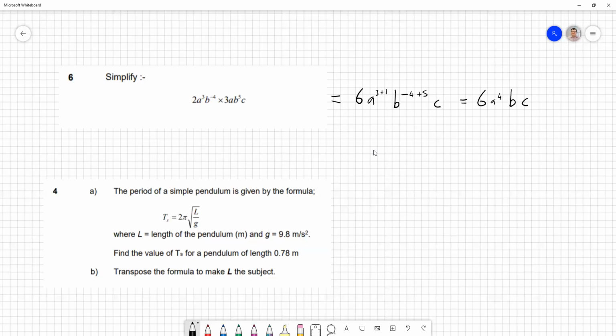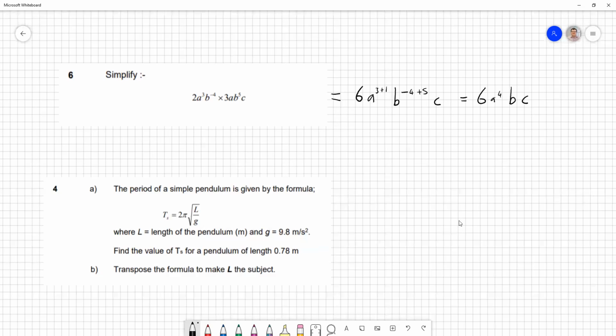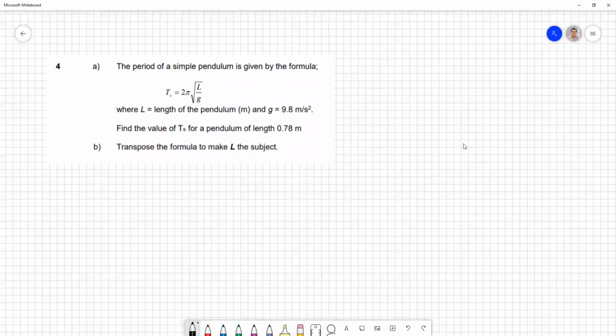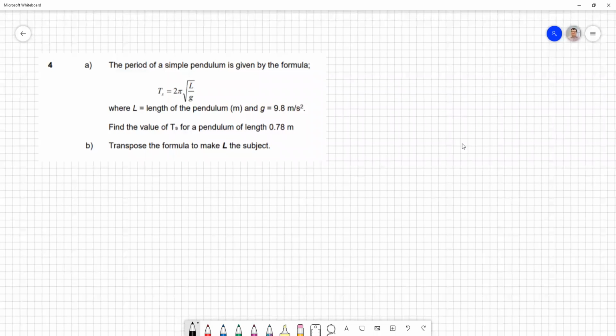And I think we got to that in class, but I thought I should just say a bit more about it there as well. Question 4 we didn't look at all in class, so I'll talk about it just now. Question 4a, we are told the length of the pendulum, and we're given a value for g, which is the acceleration due to gravity, and we're asked to find T subscript s, which is the period of the pendulum.